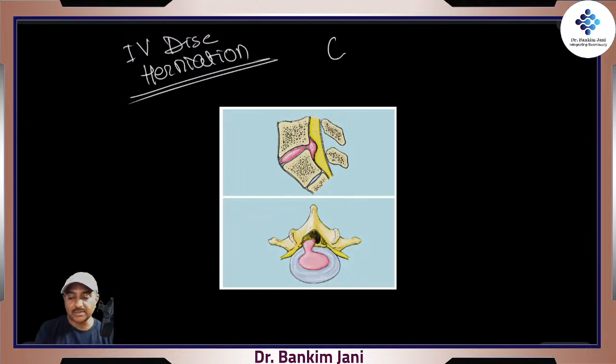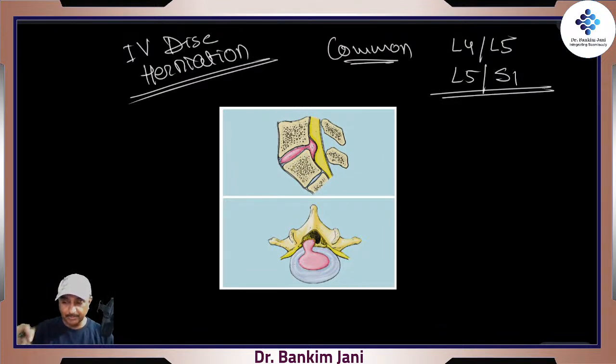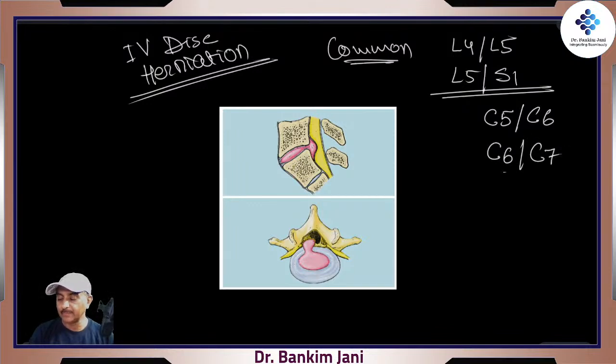The commonest site, right? Which are the commonest sites? The commonest site is L4, L5, L5, S1, right? This is very common. Lumbar and the cervical, right? So commonest is C5, C6. This is very common, and C6 and C7.